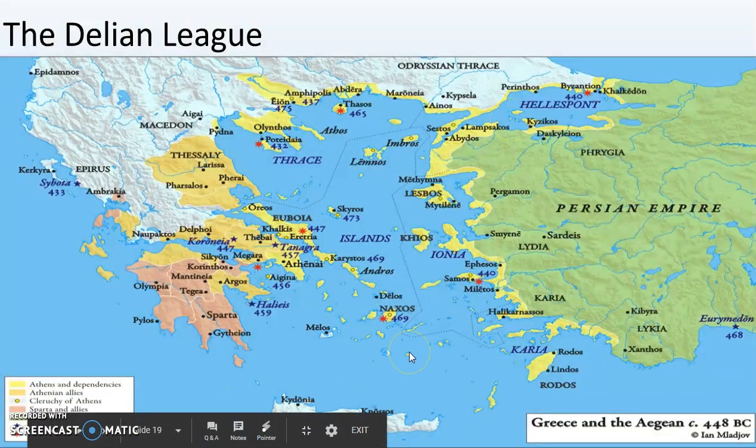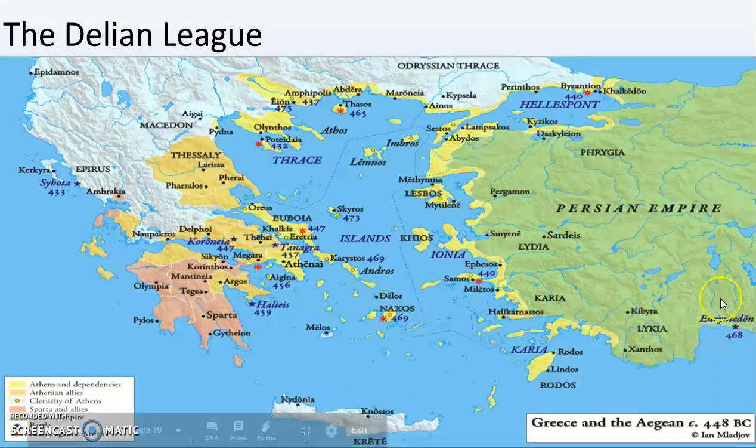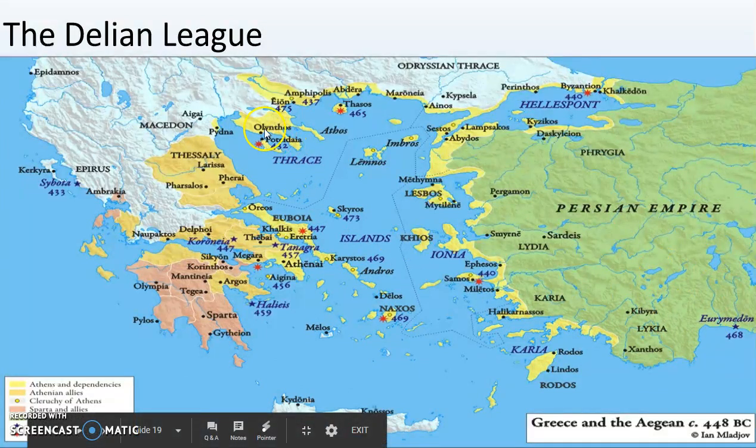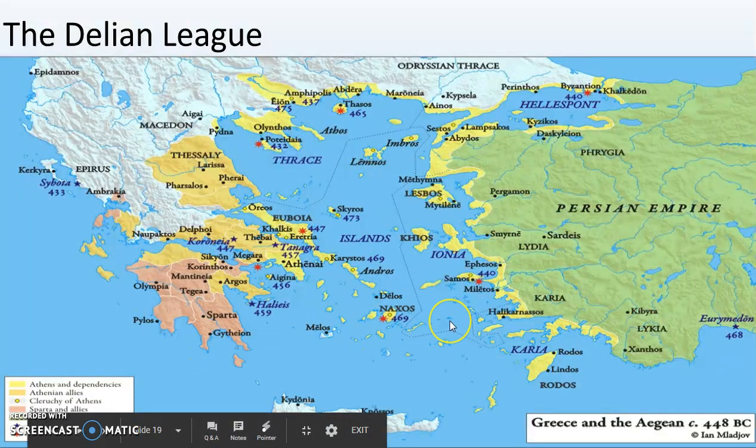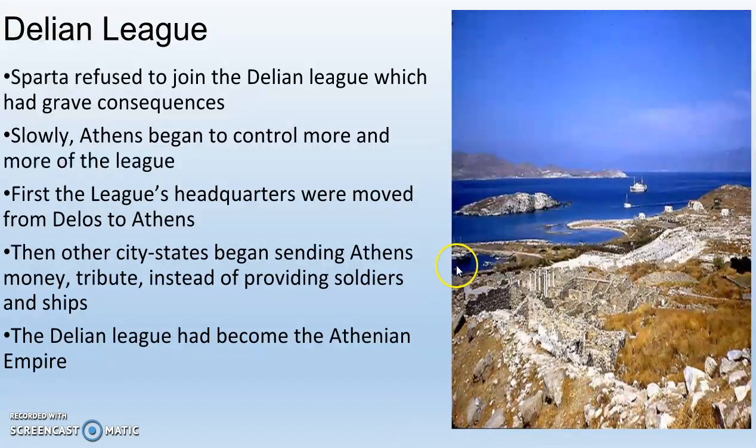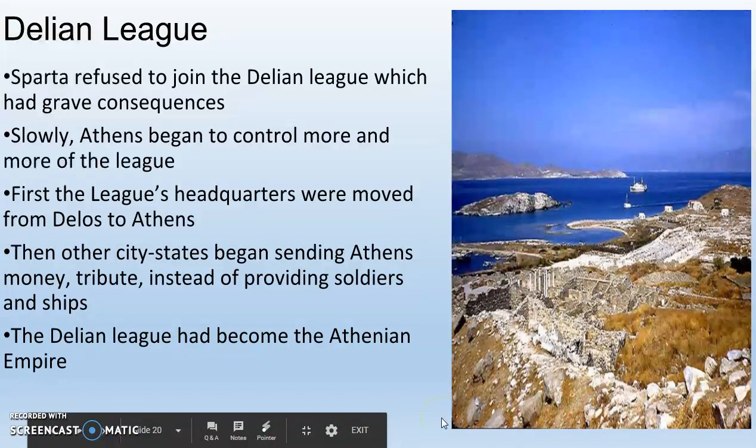This is a really great map of the Delian League. We've got the Persian Empire in green. The yellow and the orange are all of the city-states that are part of the Delian League, and then the red are Sparta and her allies. So the main problem with the Delian League is that Sparta refuses to join. And slowly, Athens begins to control more and more and more of the league. The league was actually originally headquartered in an island known as Delos. This is Delos. It gets moved to Athens.